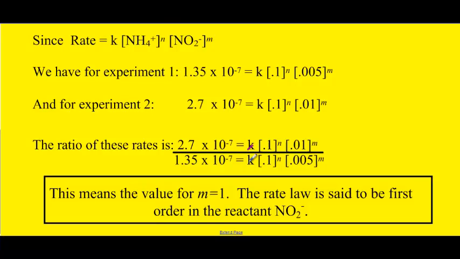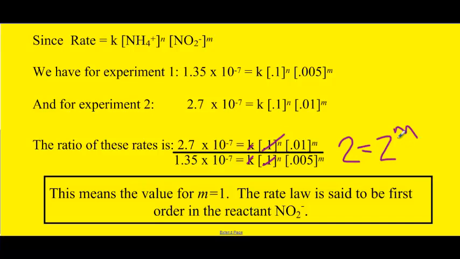The k is constant, so you're going to cross that out. And this is constant, so you're going to cross that out. So you're going to divide these. If you divide the rates, 2.7 times 10 to the negative 7th divided by 1.35 times 10 to the negative 7th, you get 2. And now I'm going to divide the concentrations, 0.01 divided by 0.005, and you get 2.